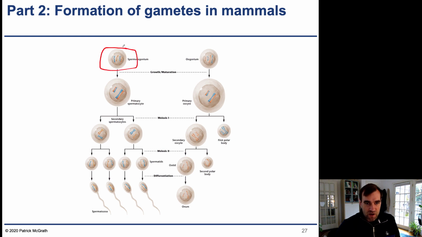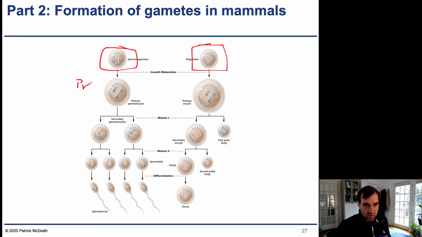Now, the formation of gametes in mammals. These are the precursor cells, the spermatogonium and the oogonium. I'm sorry, I'm not a developmental biologist, I could be butchering these names. But these are just the cells that form the sperm and the ovum. In male cells, once they've undergone DNA replication, they need to divide into 4 haploid cells. The primary spermatocyte is in prophase I.